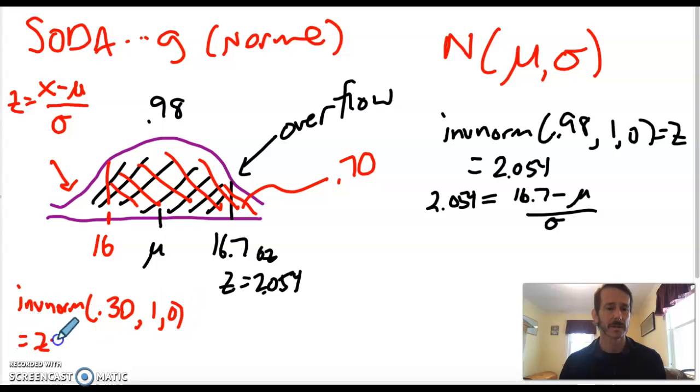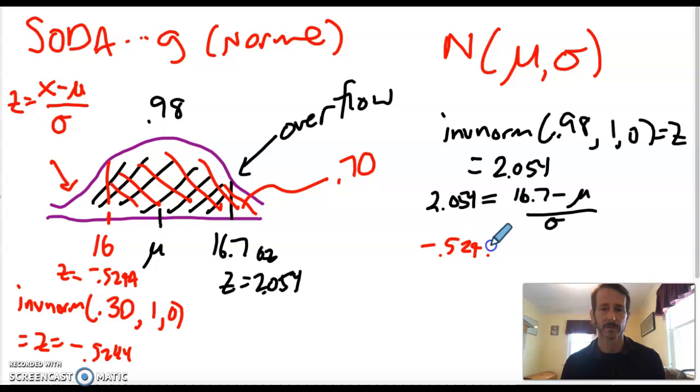That gives me a z for this location right here. And that z is to the left of the mean, so it's negative. And I got negative 0.5244. So I can also write a little equation here, negative 0.5244 equals the x value of 16 ounces minus the mean divided by standard deviation.